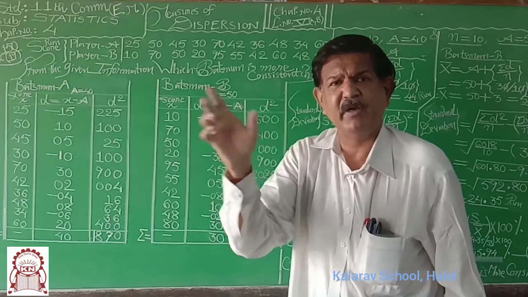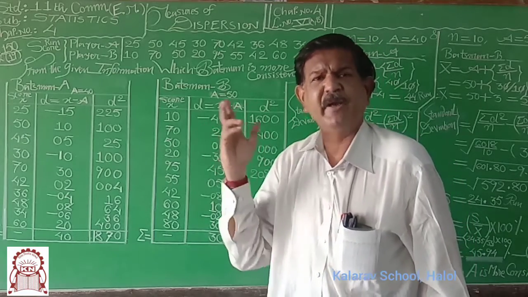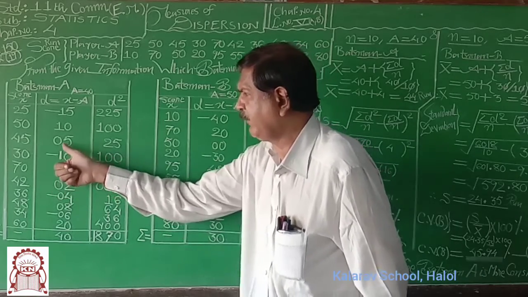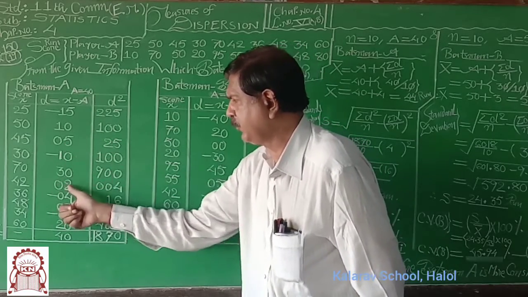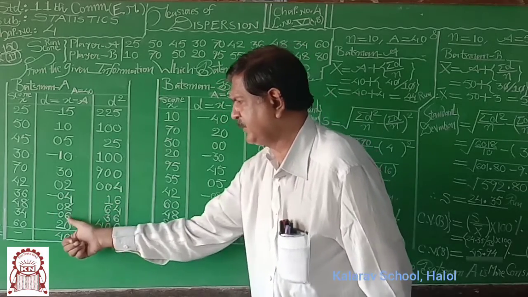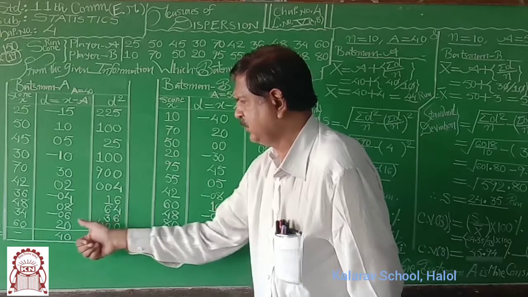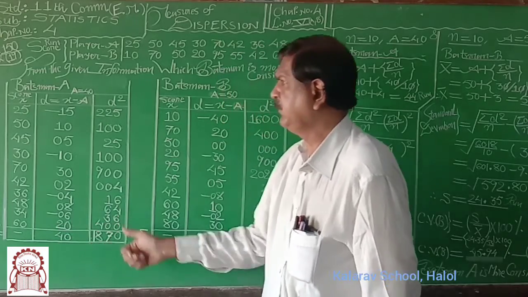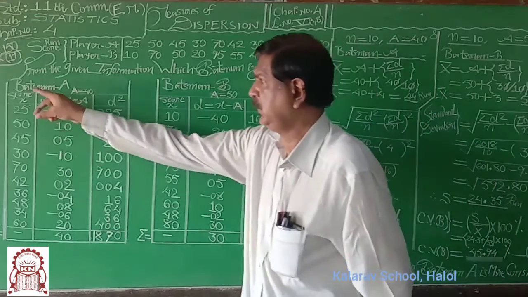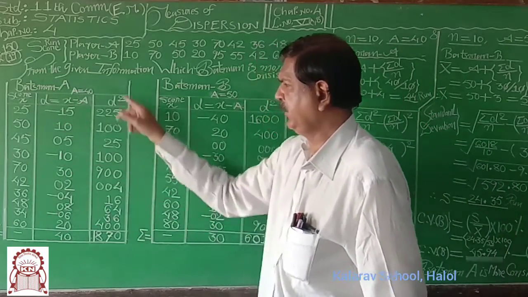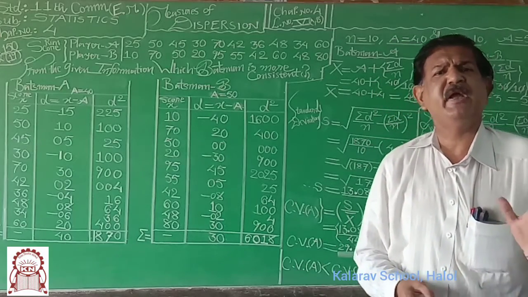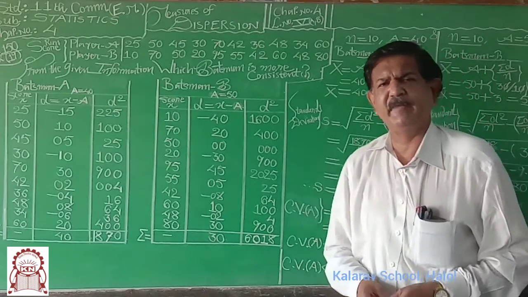Square of any number cannot be negative, even if there is a minus sign. Minus 10 square 100, square of 5 is 25, square of 2 is 4, minus 4 square becomes 16, minus 6 square becomes 36, square of 20 is 400. Make the totals, total of D and D square. Similarly, calculate the same values for batsman B or player B.